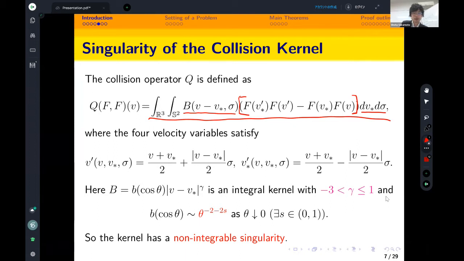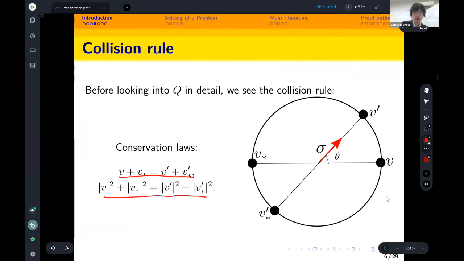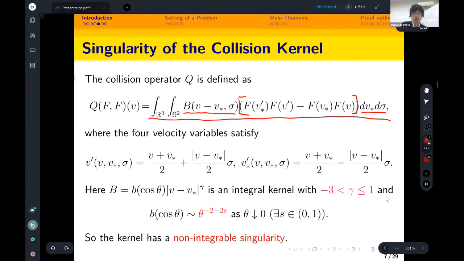And this explicit identity for v prime and v star prime as a function of v star and sigma is, you can show, equivalent to these conservation laws. Since this is implicit for v prime and v star prime, we would rather stick to this equivalent formulation.